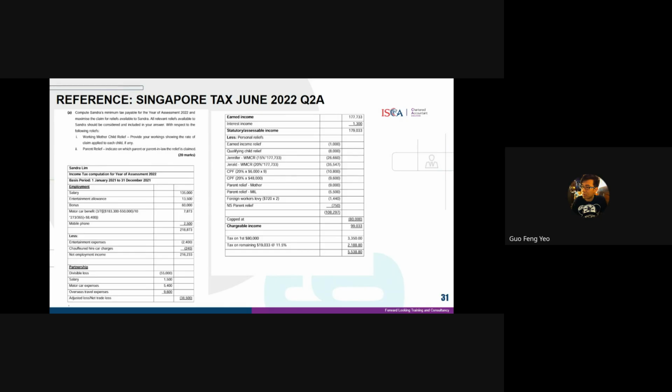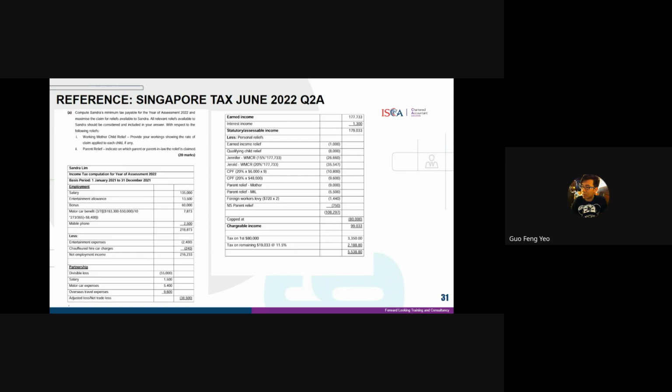Now, going through the answers, we can see that first we start with her employment income. We set out her basic salary, bonuses, entertainment allowances, motor car benefit calculation, mobile phone. One notable call is, why do we include mobile phone amongst others? If you look back at the question, you will notice that Sandra was allowed to keep the phone post her employment. Therefore, it is considered her employment benefit. It would not be included if Sandra returned the phone to KTV after her employment ends.